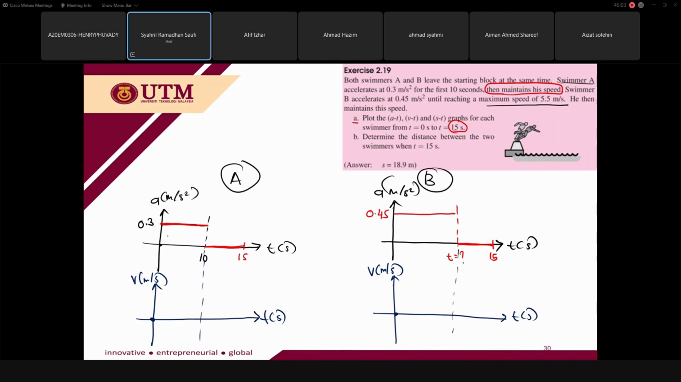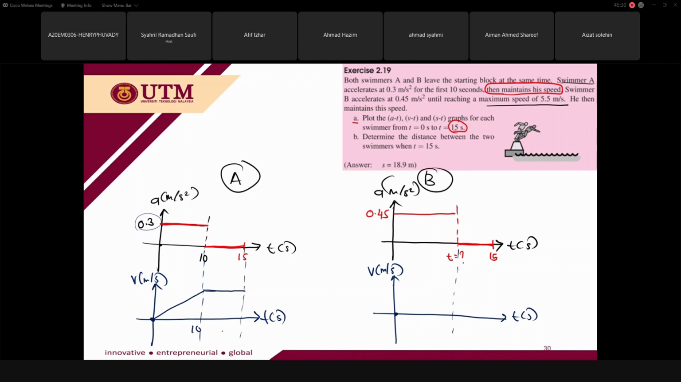If you have a constant acceleration like this, then you will have a graph with a positive gradient, because you have positive acceleration. So you have a positive gradient graph. And then you have a zero acceleration, which means a constant velocity.